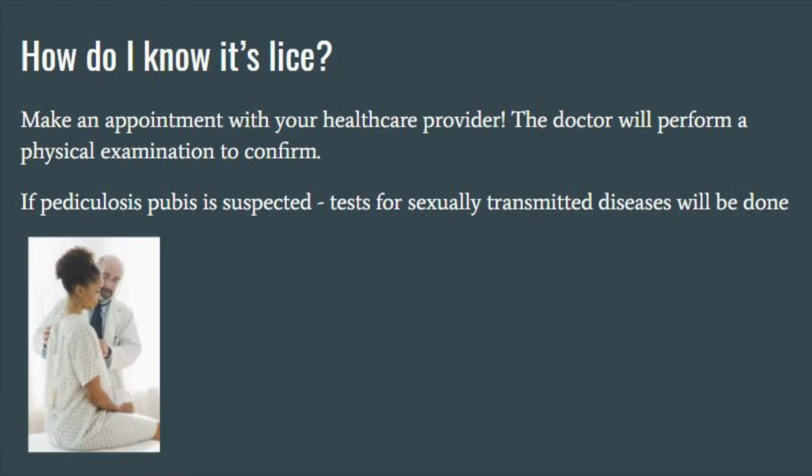How do I know it's lice that's infecting my body? Schedule an appointment with your healthcare provider so they can perform a physical examination and get you started on the treatment. However, if pubic or crab lice is suspected, then some STI testing will be done.